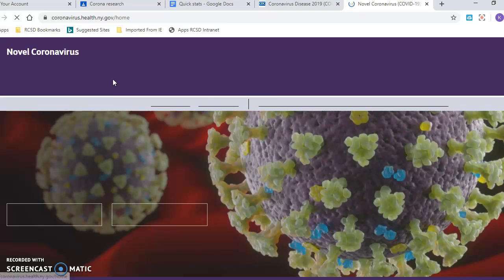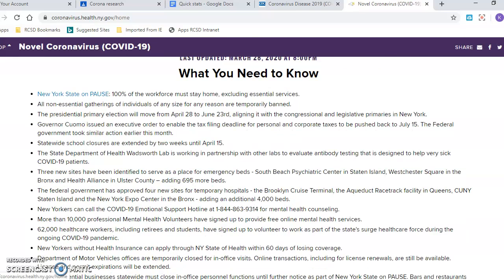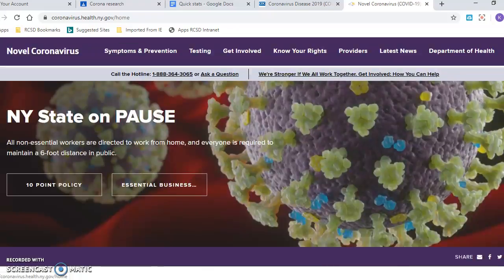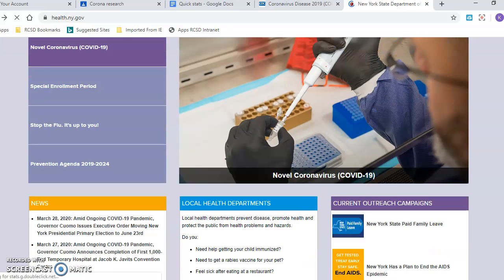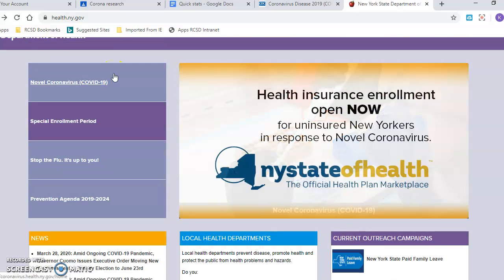Let's click on the coronavirus. I feel like we just went backwards. What you need to know in New York State. Okay, so these are all the things they're doing. Again, they're not giving me a number. And that's what we need. So I'm going to go back to my original search, if it lets me get there.